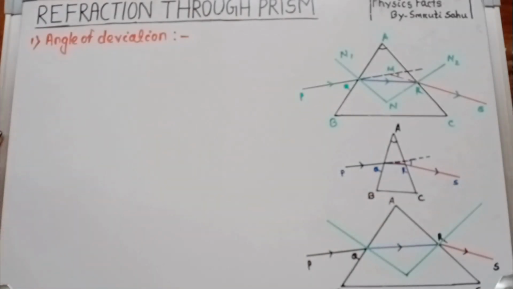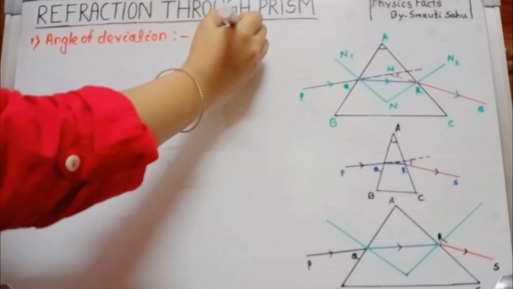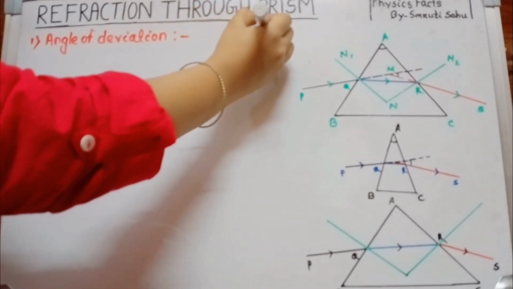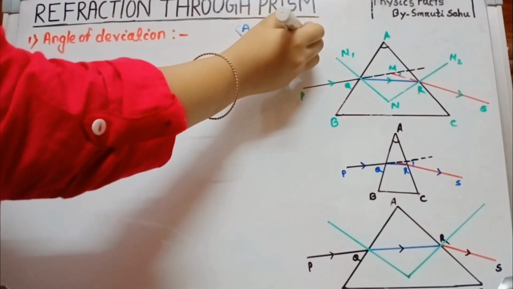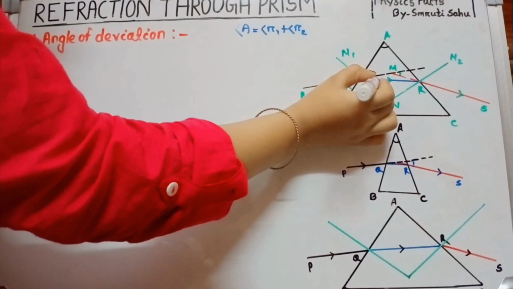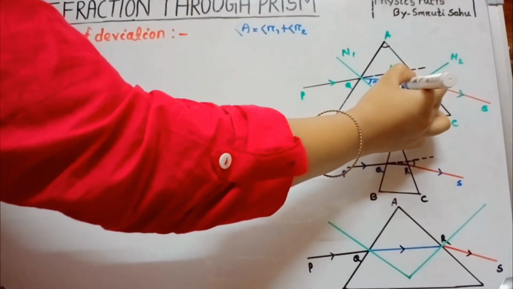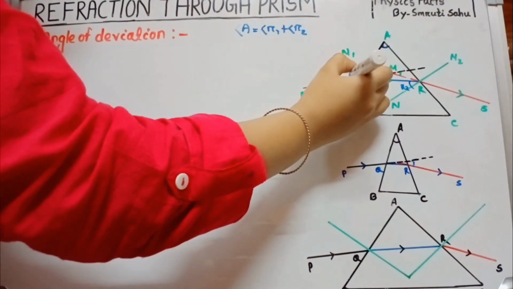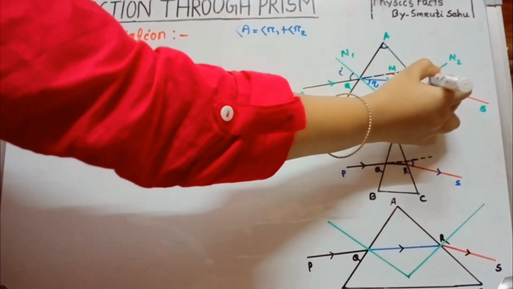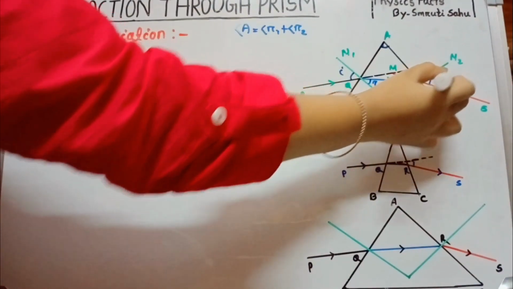In the previous class, we discussed the angle of prism and the angle of deviation. What is the angle of prism? The angle of prism A equals the sum of R1 plus R2. Here, this one is R1 and this one is R2, and this one is the angle of prism. Then this one is the angle of incidence I and this one is the emergence angle I prime.